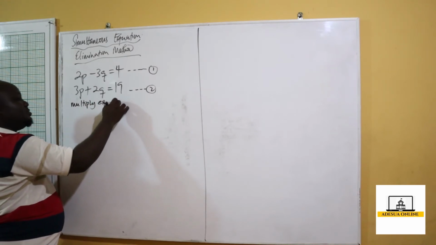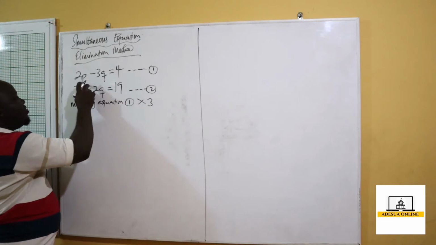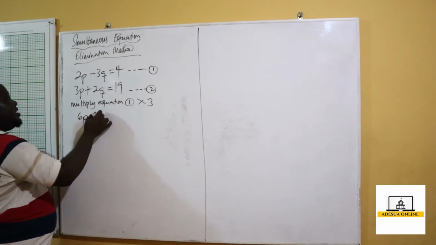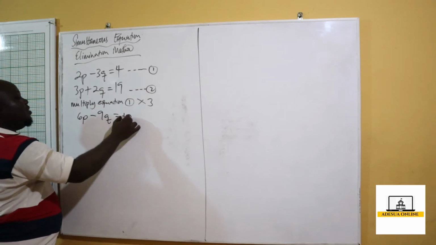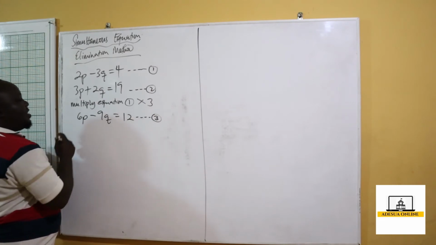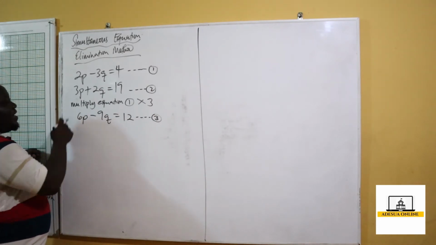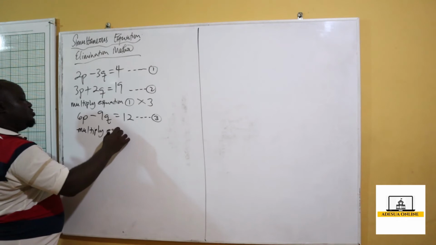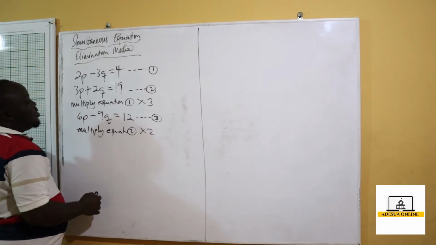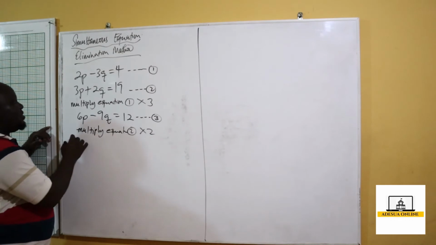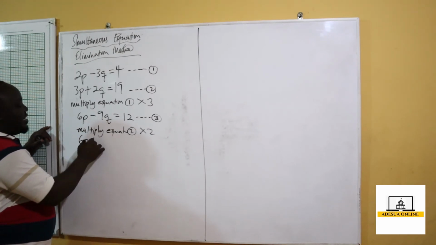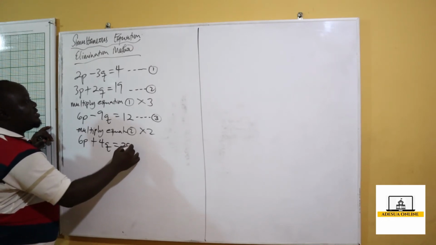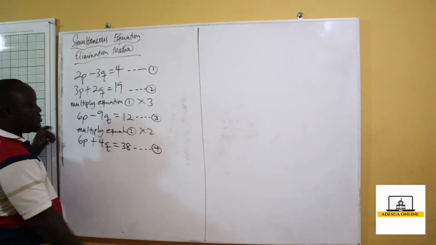So the first thing we are going to do is multiply equation 1 by 3. We shall have the whole of equation 1 by 3. So 3 times 2 is 6p, 3 times 3 is 9q, 3 times 4 is 12. Equation 3. Now we are going to multiply equation 2 by 2. When we multiply equation 2 by 2, we shall have 6p plus 2 times 2q is 4q is equal to 2 times 19, we have 38. We call this equation 4.